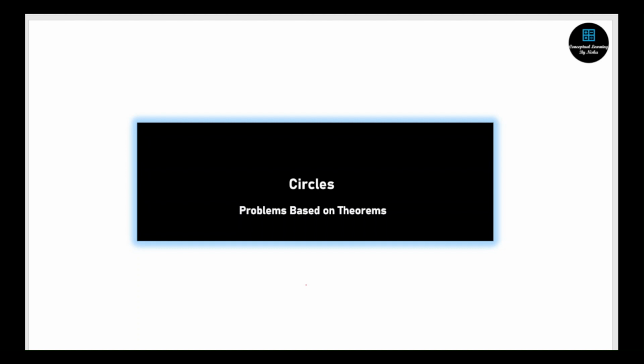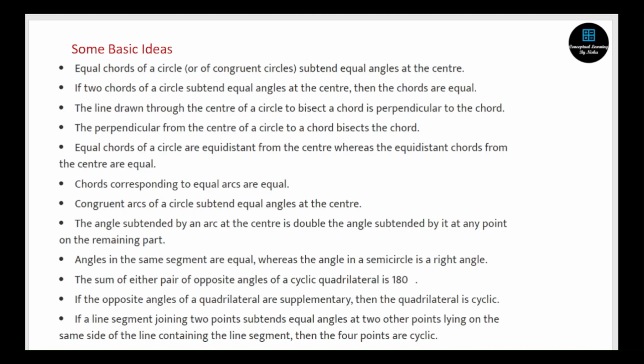In part 2, we solved some problems based on those theorems. Today in this session, we are going to solve some more questions based on the theorems we have learned. This is the list of the theorems which we have already learned, so please go through it. If you haven't watched part 1, I would suggest you go back and watch that first and then come back here. Now, we'll start with our first question.